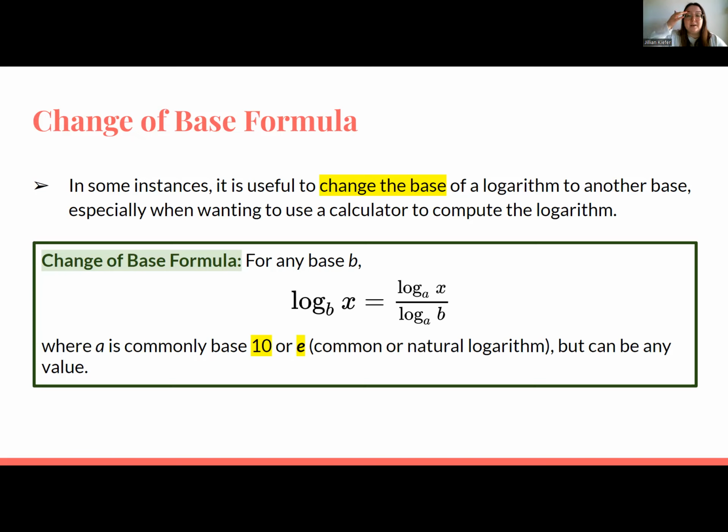So for any base lowercase b, if you have log base lowercase b of x, then you could express that logarithm as log base lowercase a of x divided by log base lowercase a of b, where a is commonly going to be base 10 or e. This is going to be the common or the natural logarithm, but it can really be any value. It can be any value that you would like. If it's going to be very simple, if you pick log base 2, then that's great.